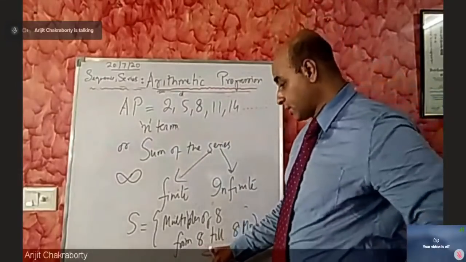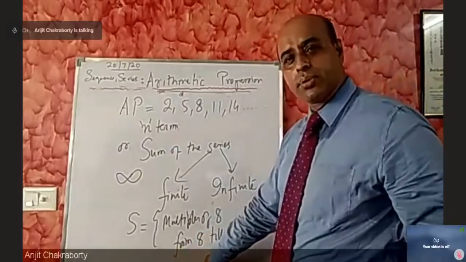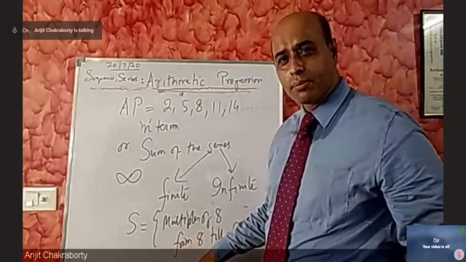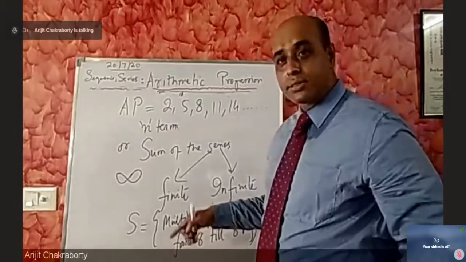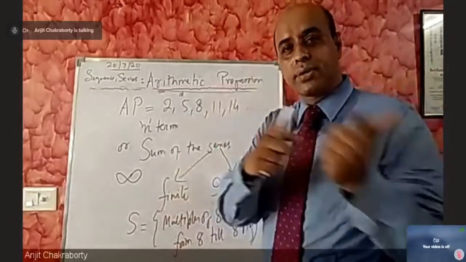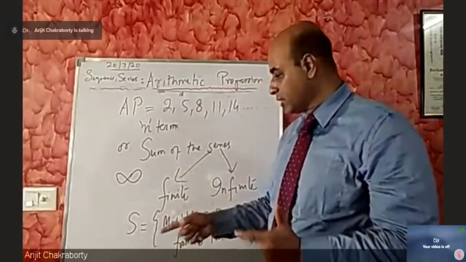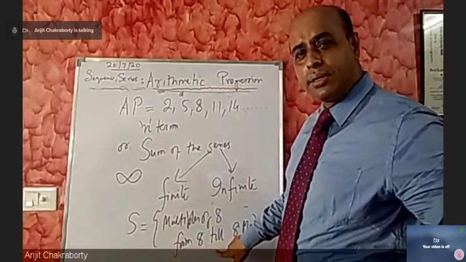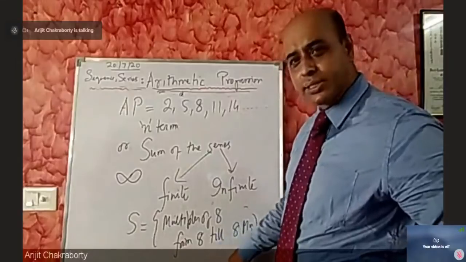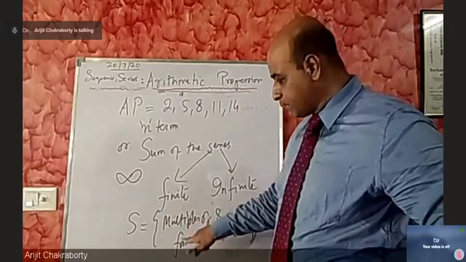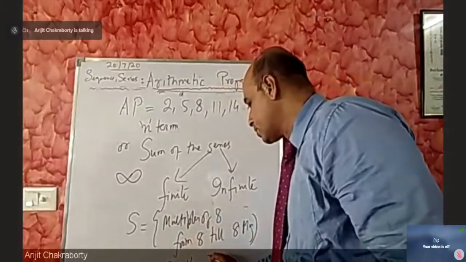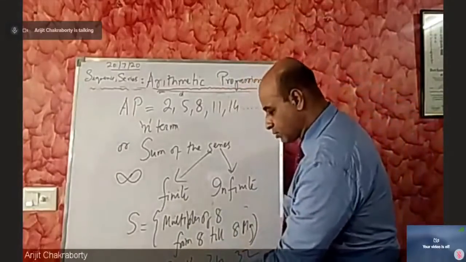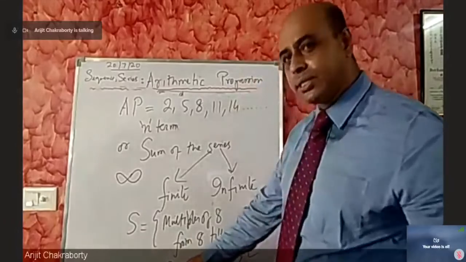8 ones are 8, 8 twos are 16, 8 threes are 24, 8 fours are 32. Yes. Common difference is also 8 if you see. So it seems that it has the properties of a little bit of AP as well as GP too. The common difference, if you see here, is 8: 8, 16, 24, 32. In this way it is increasing. But is it a GP?